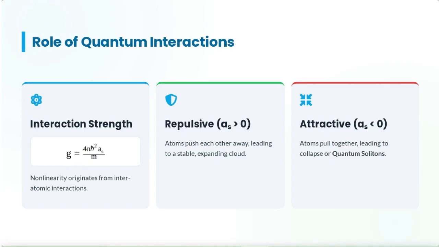The scattering length determines whether the interactions are repulsive or attractive. Repulsive interactions help stabilize the condensate, while attractive interactions can lead to collapse or bright soliton formation. So once again, nonlinearity controls the large-scale behavior of the system.